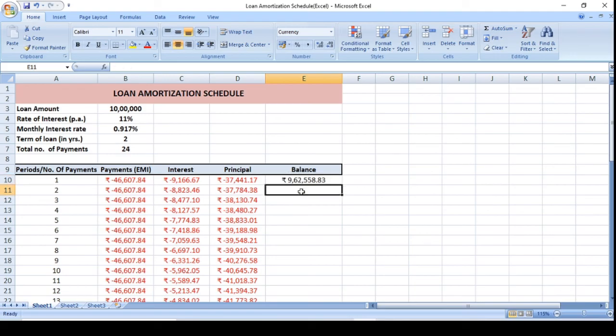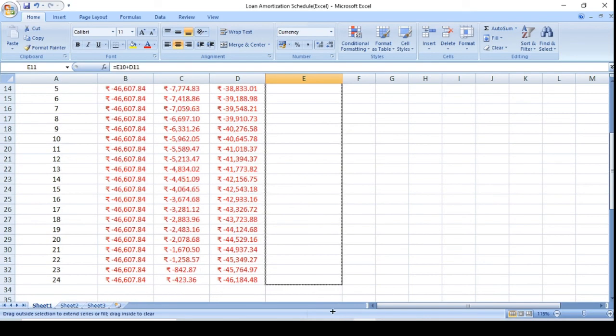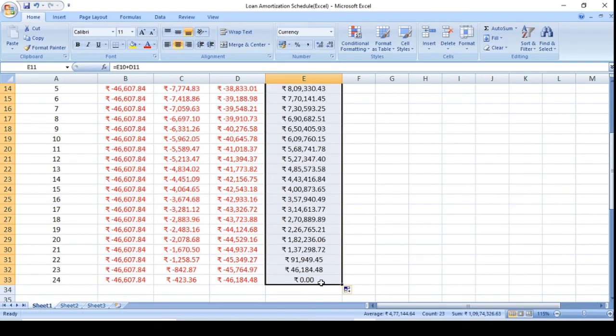Now the next one is equal to the balance unpaid plus this amount. So out of this amount we will repay this much, so we will get the balance. So we can now simply drag this formula so that we get how much will be the balance unpaid after making each and every payment. And as we can see, after making the 24th payment, the amount unpaid is equal to 0, which is what we basically wanted.